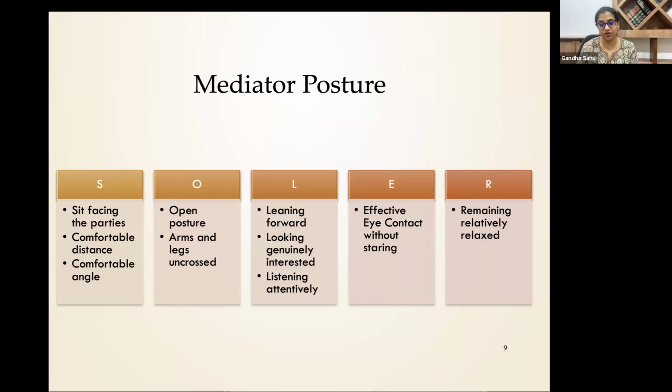Comfortable distance, comfortable angle. Don't put yourself in a place in such a way that any of them have to really struggle to make eye contact with you. Because eye contact is one of the best ways to create the connection.